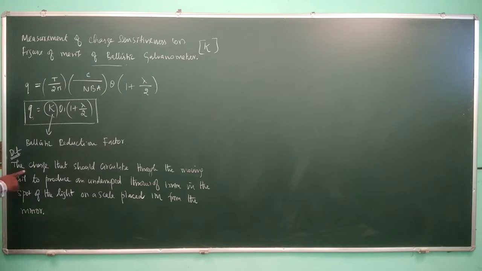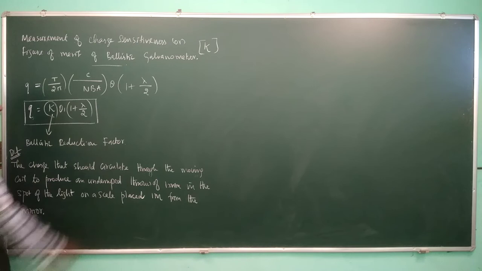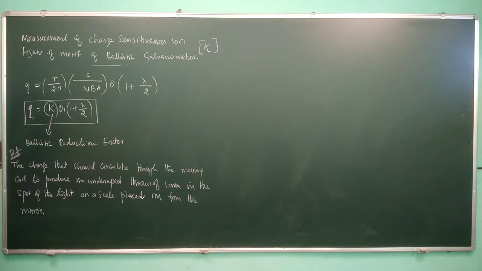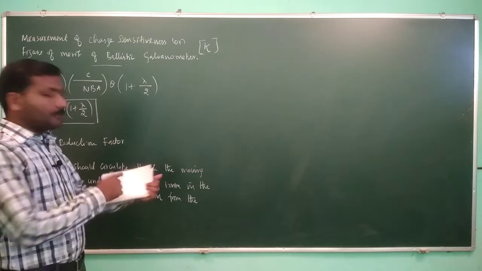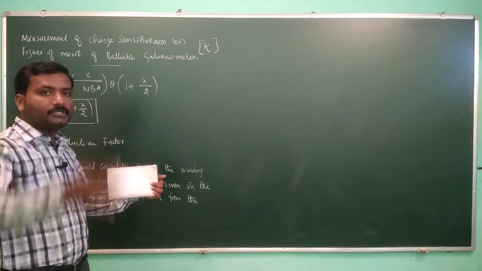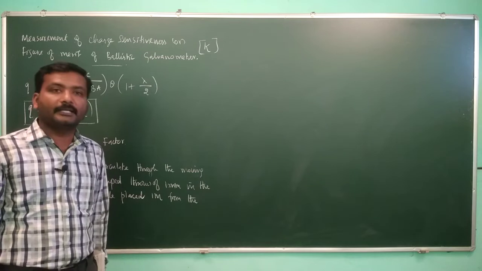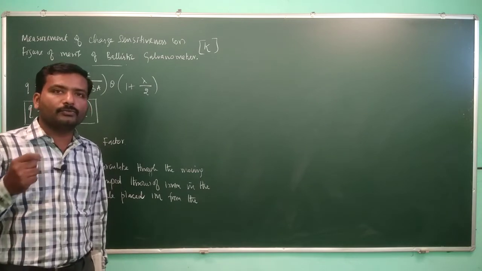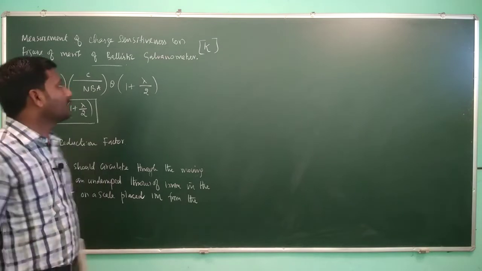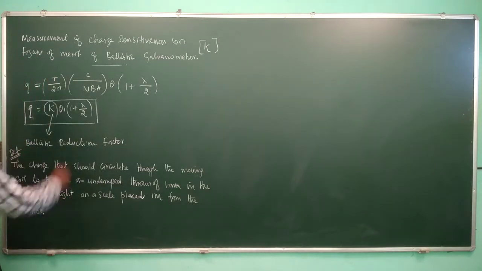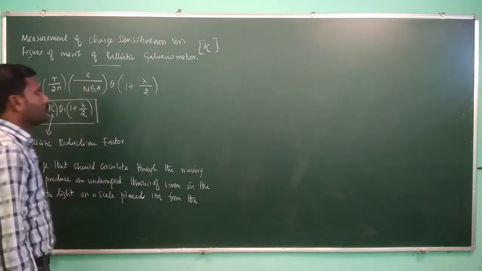What is that? The charge that should circulate through the moving coil to produce an undamped throw of 1 mm in the spot of the light on a scale placed 1 meter from the mirror. From the mirror, a scale is placed at 1 meter distance. Now we are applying a current that creates a throw. If that throw produces 1 mm of deflection, then what's required for that condition, the ballistic reduction factor, is said to be the charge sensitiveness of this instrument.